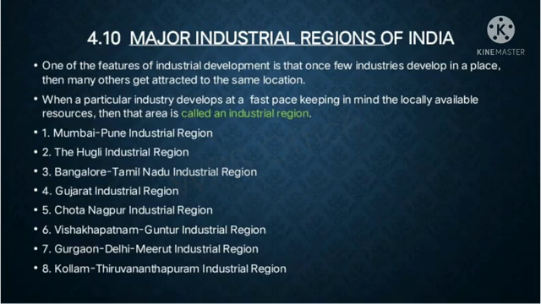First, Mumbai-Pune Industrial Region. Second, the Hooghly Industrial Region. Third, Bangalore-Tamil Nadu Industrial Region. Fourth, Gujarat Industrial Region. Fifth, Chota Nagpur Industrial Region. Sixth, Vishakhapatnam-Guntur Industrial Region. Seventh, Gurgaon-Delhi-Meerut Industrial Region. And last is Kollam-Thiruvananthapuram Industrial Region.